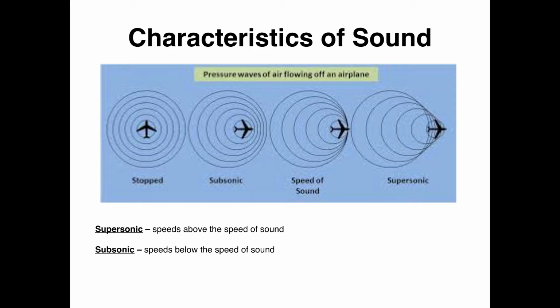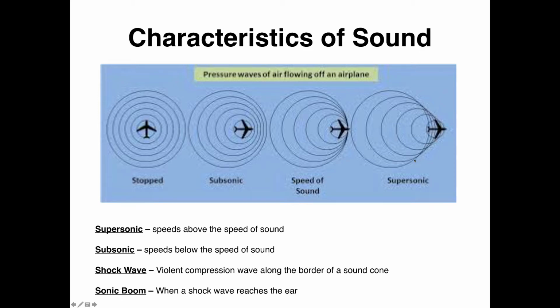The shock wave is a compression wave that occurs along the border of this cone of sound that is shown here. This is a cone of sound here, and the shock wave is on the border of this cone of sound. And so this is what leads to what's called the sonic boom. A sonic boom is what occurs when this shock wave reaches the human ear.